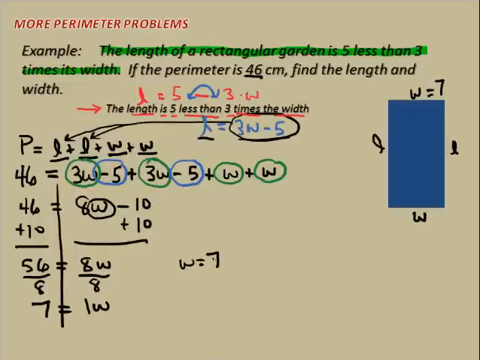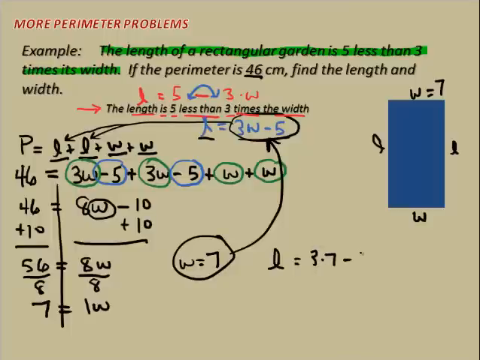To find my length, I'm going to put that back up into this problem. To find my length, I'm going to go 3 times W, which is 7, minus 5, and that's going to be 21 minus 5, which is 16. So that's my length. My length equals 16. So those are the length and the width.